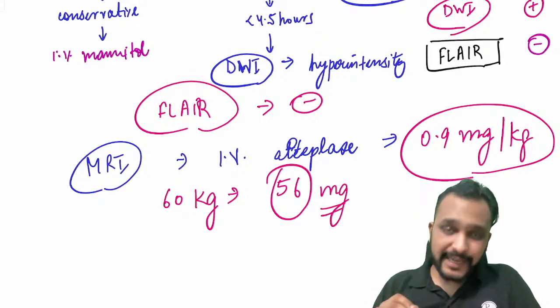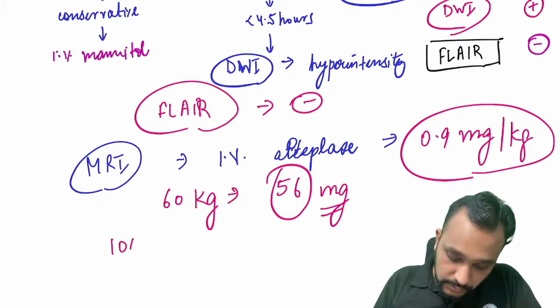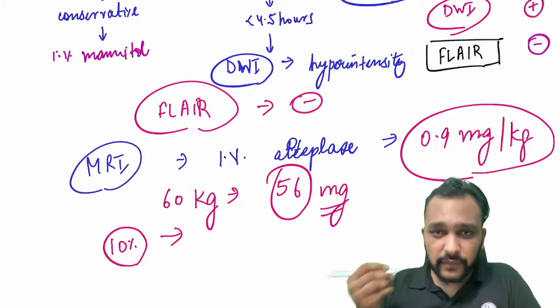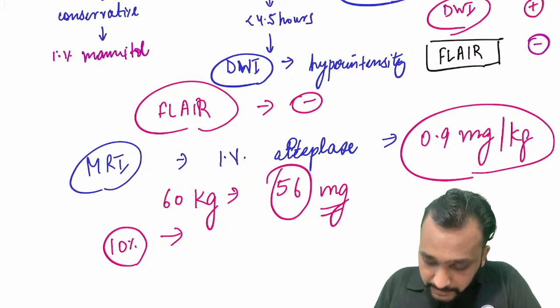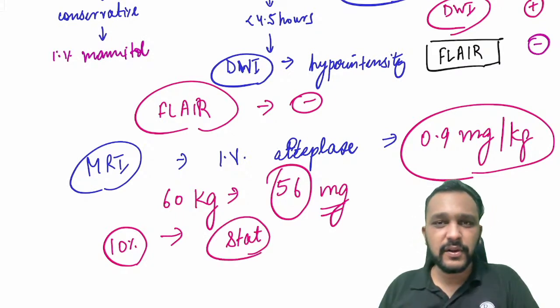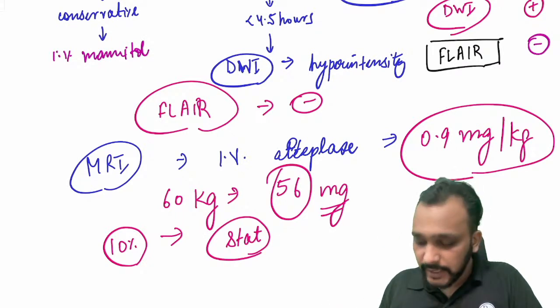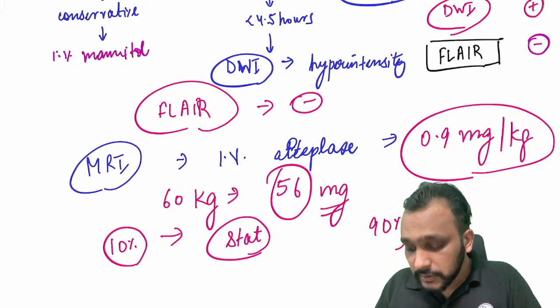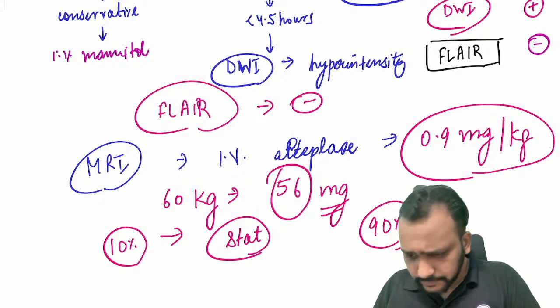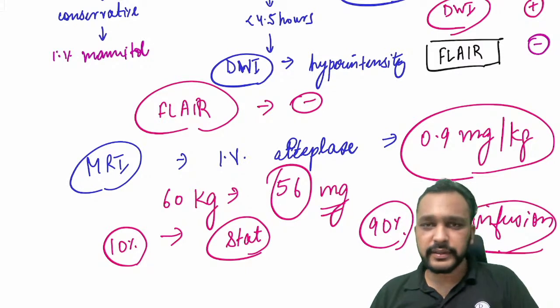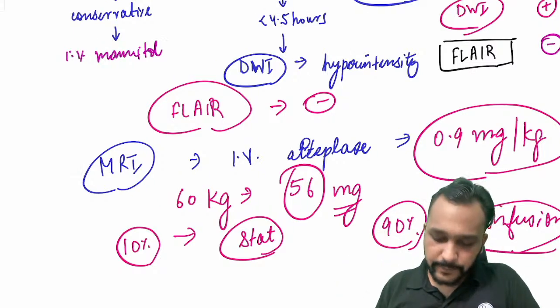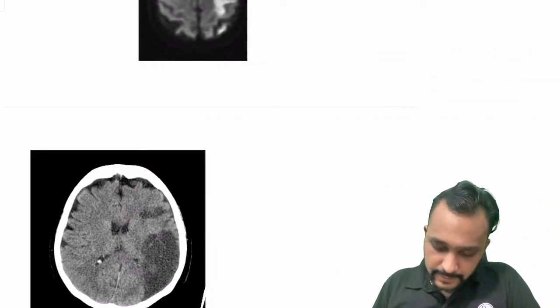And let me tell you that 10% of this dose is given stat. Okay, 10% of this dose is given to the patient on the MRI table itself, and the rest 90% dose is given as an infusion. So this is a very important thing that you guys should remember, right?